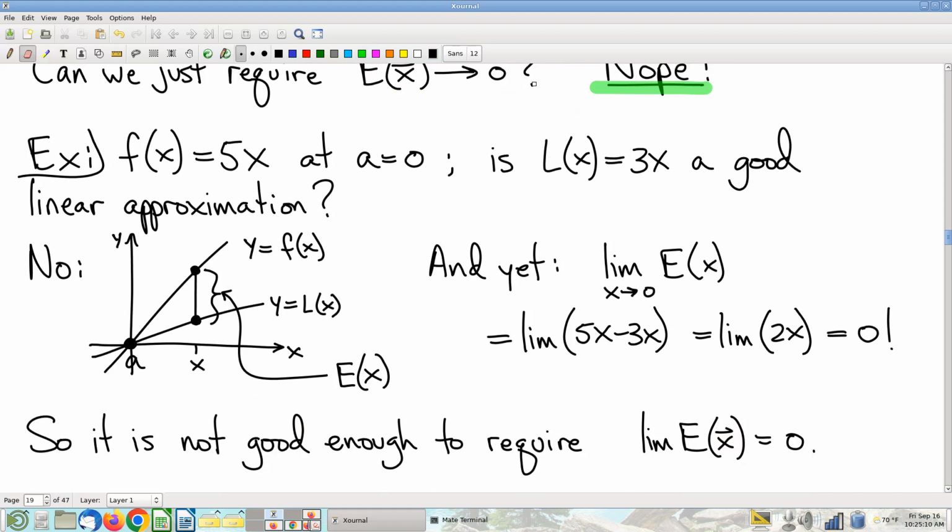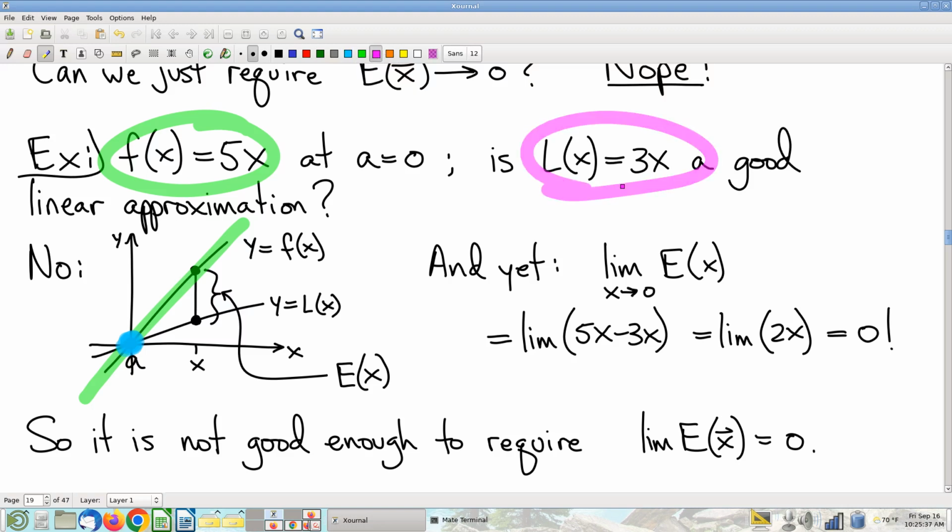Let's look at this function right here. f(x) = 5x. Here's a graph of it. Not to scale exactly, but, whatever. So there's a function, and I could ask reasonably, if I want to do a linear approximation of this function, let's ignore the fact that it's obvious what the linear approximation ought to be. But if I were to entertain as a linear approximation at that point the function y = 3x, there's its graph. Is that a good linear approximation? No, of course not. Silly, right?